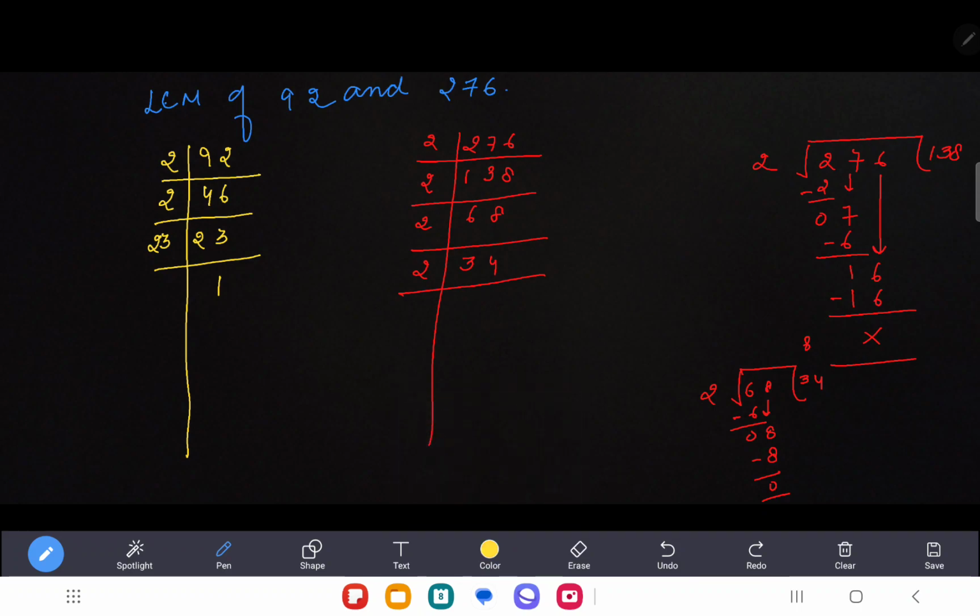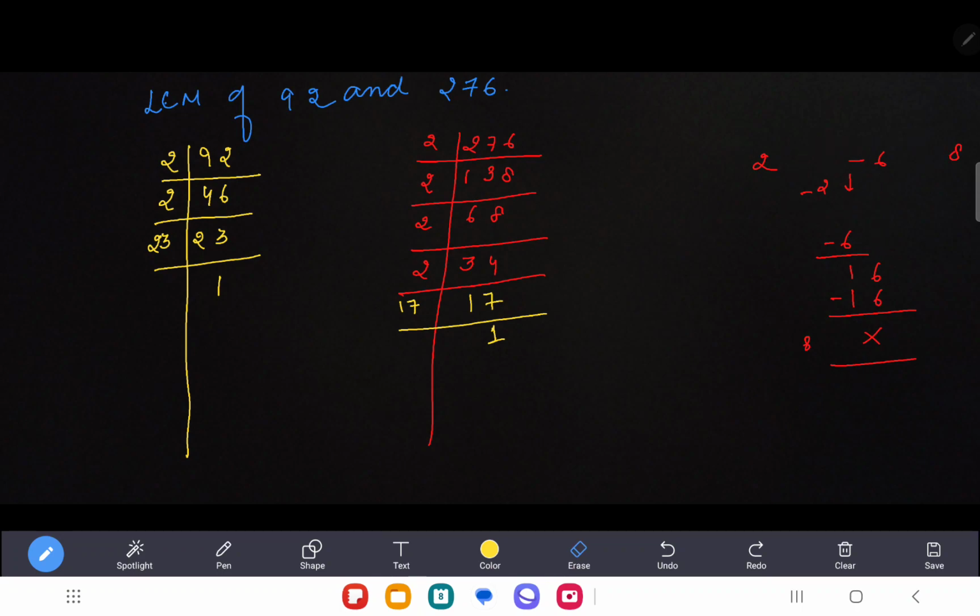So again, what do you do? You again divide 34 with 2. So 2 times 1 is 2. You get 1. You bring down 4. 2 times 7 shall be 14. So you get 2 times 17. And 17 doesn't come in anybody's table. Yes or no, Adam? Yes. So such big numbers if you get, you have only this method left to find out the LCM.